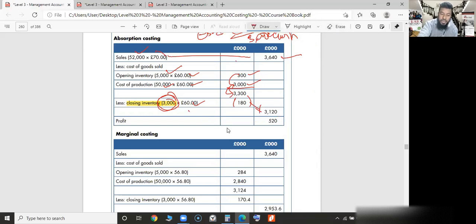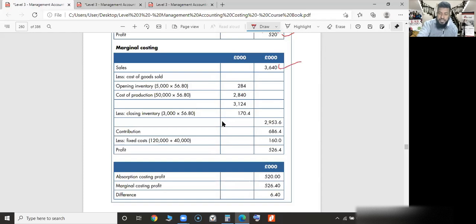This box we call COGS, cost of goods sold, taken away from the sales to get your profit for the year. And the marginal costing sales is as it is, copy paste. Opening inventory will be valued at this price, plus cost of production 50,000 valued at this price, added up together 3,124. Taking away closing inventory 3,000 items, you get a variable cost of production.